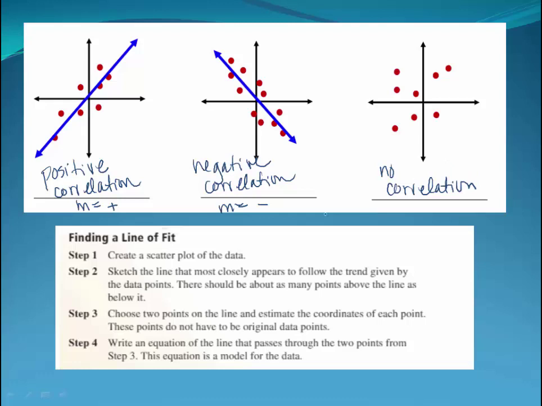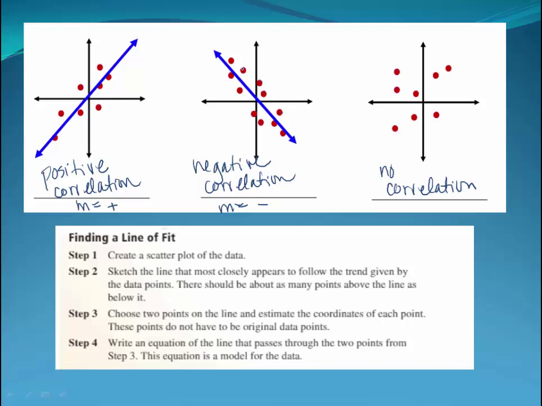Now, how do we come up with our line of best fits? One is we're going to create a scatter plot, and those are the red dots. That's where you just plot your data. Then you're going to sketch a line that most closely appears to follow the trend. We're going to try and have as many points above and below the line as possible. That's not always the case, but let's look at this one up here.